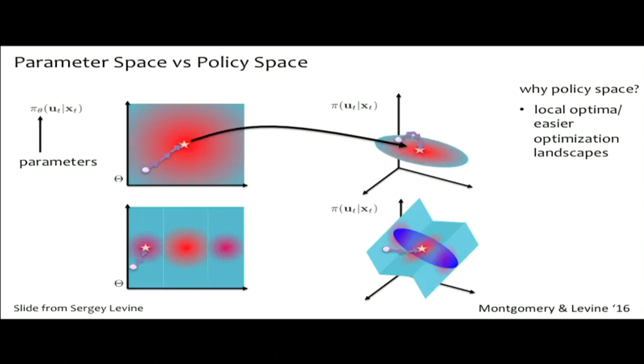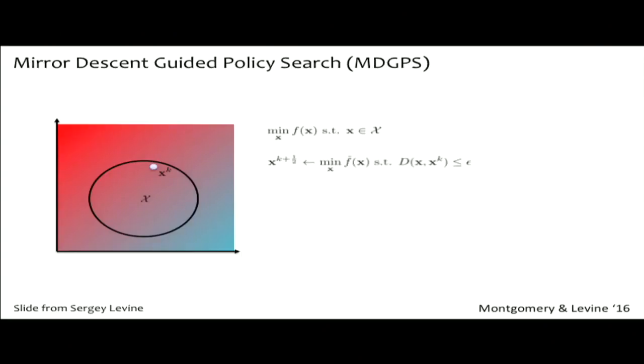And so why policy space? The local optima might be less of a problem, and the optimization landscape is probably going to be a bit easier. So it can be easier to make an update in policy space rather than parameter space. So what does this look like as an algorithm? What mirror descent looks like as a method is you optimize your cost function without worrying about the constraints of your function, and then you project it back onto the function space that you're learning, or in the reinforcement learning setting, your policy.